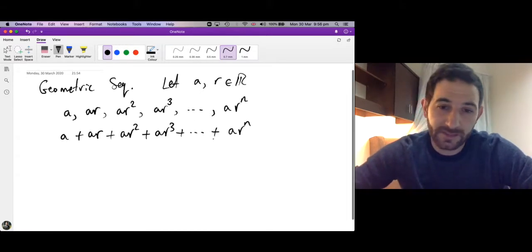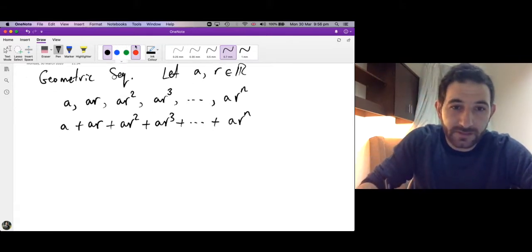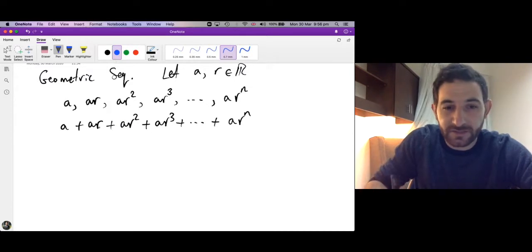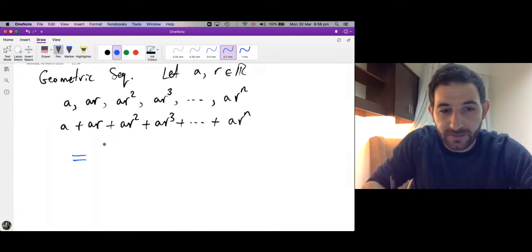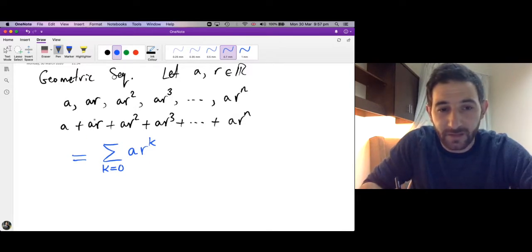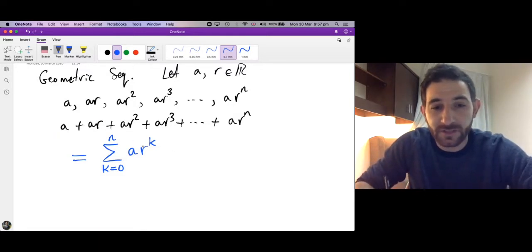We learned the sigma notation. How can we express this using the sigma notation? This is equal to the summation of the kth term. What is the kth term? A r to the power k. But k starts from 0 here, right? Because a r to the power 0 is a, and then a r to the power 1, and it stops at n. So notice that these are n plus 1 terms. All of these are n together with the first one, n plus 1 terms. So we want to find in general what is this number.